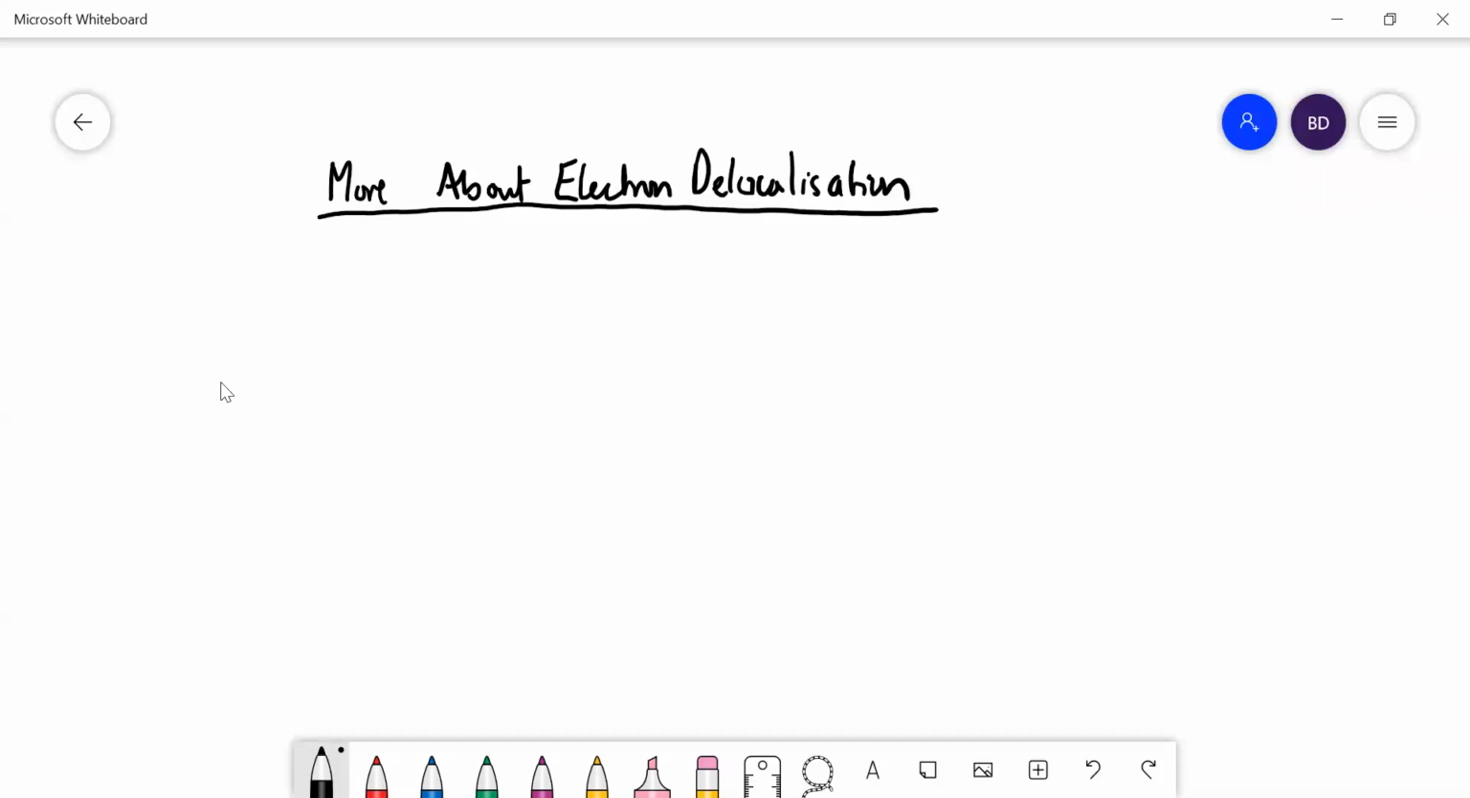Okay, so although this is in the benzene topic, I'm not actually going to mention benzene in this video, but I'm going to talk a bit more about electron delocalization. Now we know in benzene the reason why you get delocalization is because I draw benzene sort of sideways on.